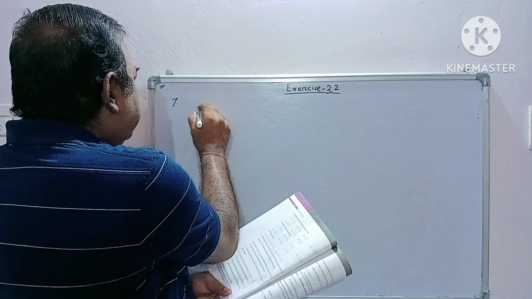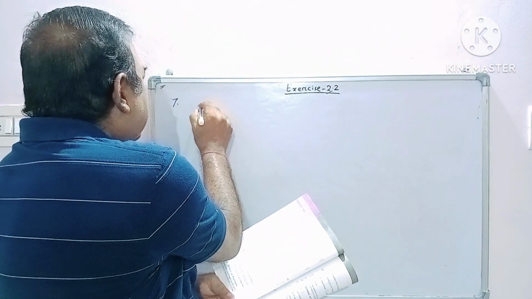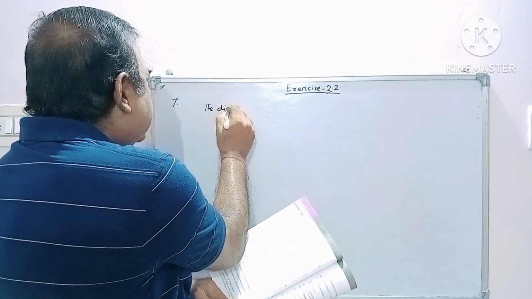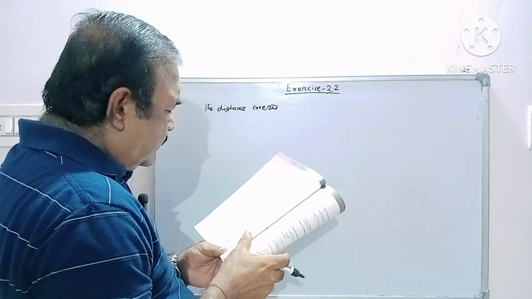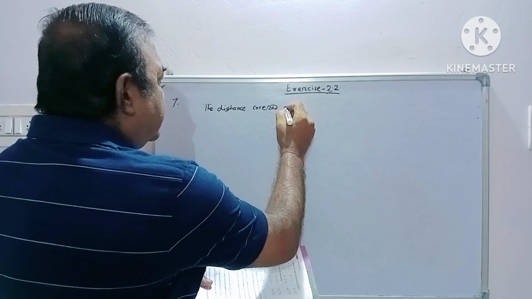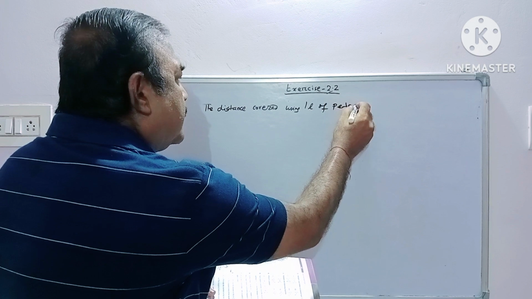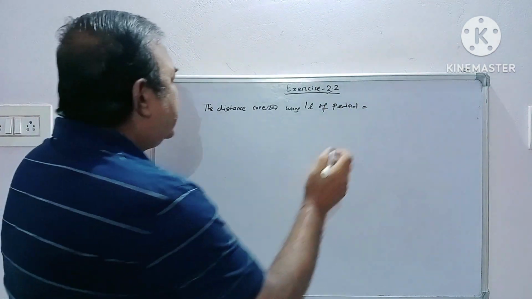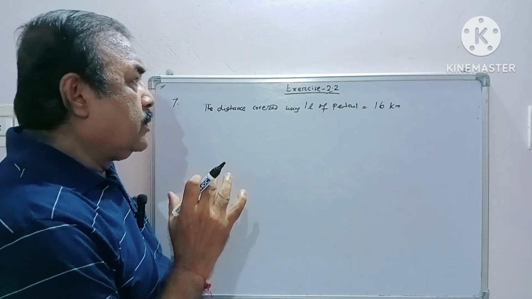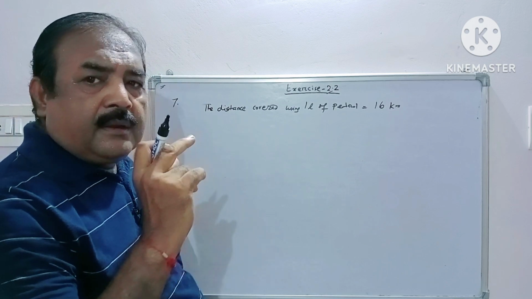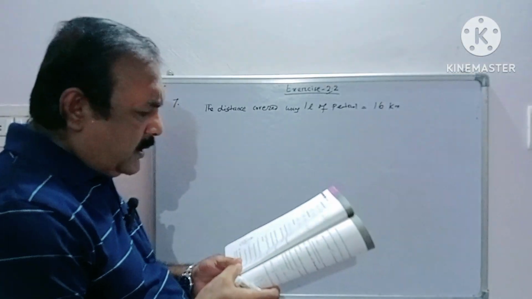So the distance covered. It has been asked how much distance, and what is the information we have? The distance covered using 1 liter of petrol is equal to 16 km. It is very important how to write a word problem. So the distance covered using 1 liter of petrol is equal to 16 km.